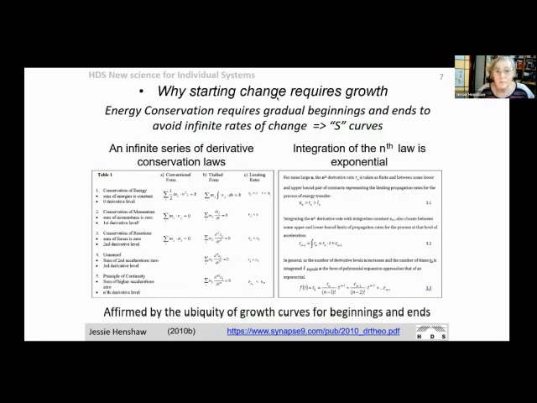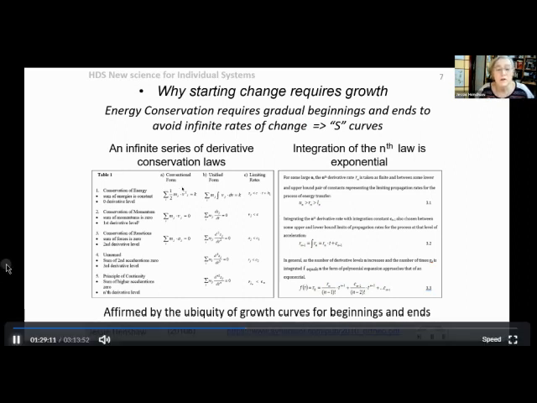There is, though, a common cause for growth being at the center of organizational development, is that energy conservation requires gradual beginnings and endings to avoid infinite rates of change. That the conservation of energy says energy is not destroyed or created, it only is transferred. But in order to transfer, it has to build up, because if it were to change instantaneously, it would violate the energy conservation laws.